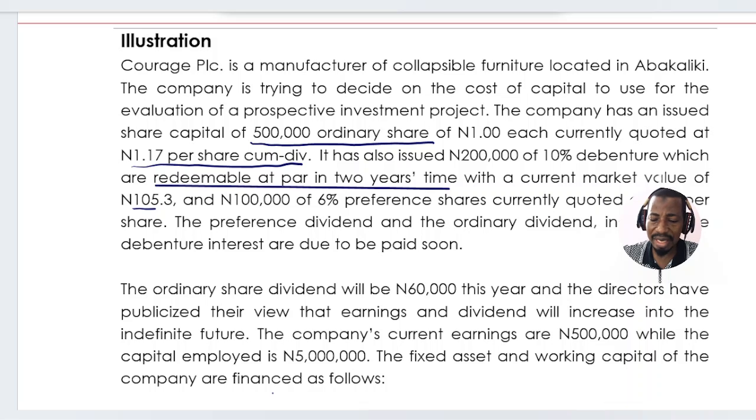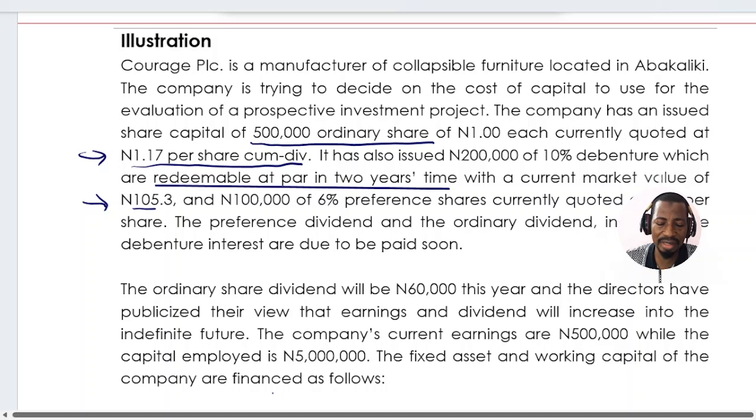So the preference dividend and the ordinary dividend, including the debenture interest, are due to be paid, meaning that the share price of 1 naira 17 kobo is a cum div share price. So we need to convert that to ex div share price. Also, the market value of the preference share of 40 kobo is also cum div. So we need to convert it to ex div. Then the market value of the debenture, which is 105 naira 3 kobo, is also a cum int price. We need to convert it to ex int price.